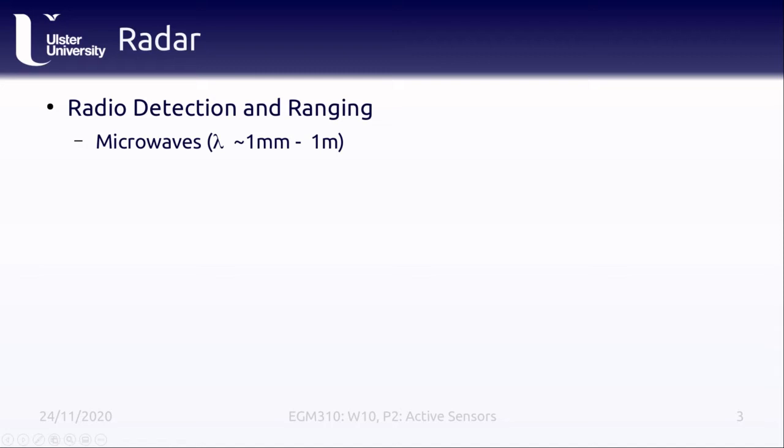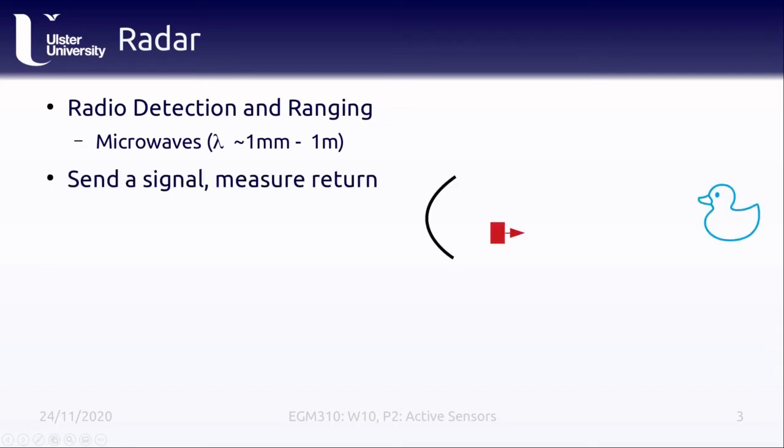The original purpose of radar was to detect objects and find out how far away they are and how fast they were moving. That is, find the range to the object. To do this, we first send out a signal like the one shown here, and then we measure how long it takes for the signal to reflect off of the object and come back to our receiver. This gives us the travel time to the object.